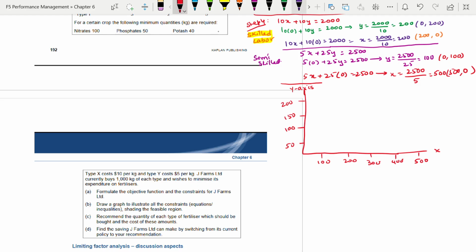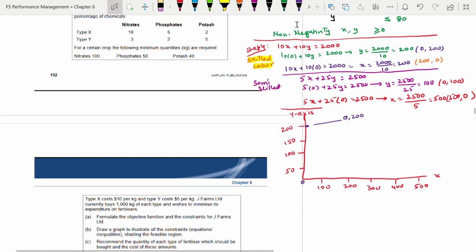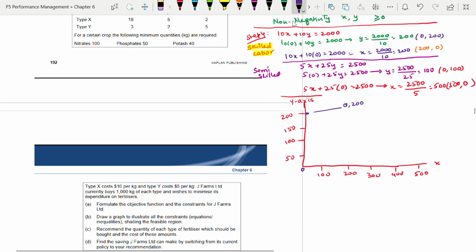See the thing, we are plotting. This is x, x is 0, and this is 200. Now, what is the second one? Y is 0 and x is 200. Okay, fine. X is 200 and y is 0.